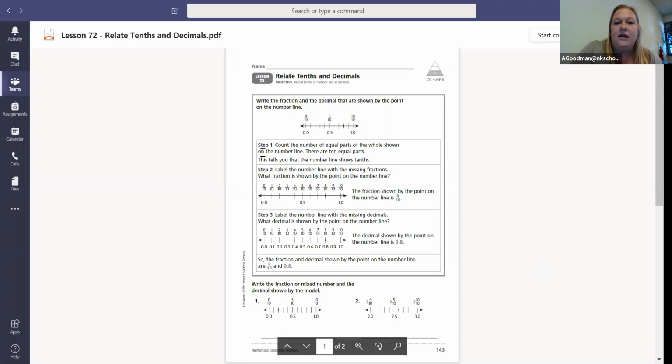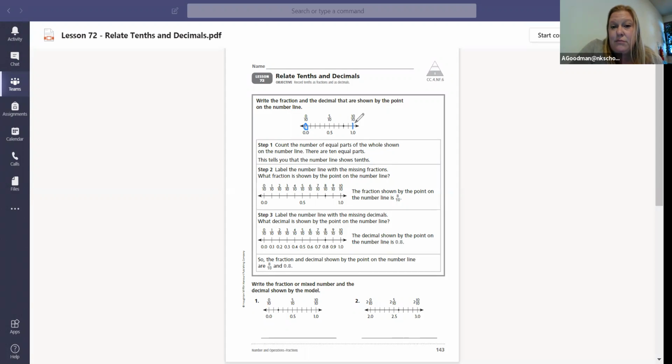So label the number. Let's see, count the number of equal parts of the whole shown on the number line. There are 10 equal parts. We can tell that by the fraction that they have here. 1, 2, 3, 4, 5, 6, 7, 8, 9, 10, right? So 10 equal parts. So there's the 0 tenths right here and 10 tenths right here. In other words, 0 and 1. So we are looking at one small jump on a number line just between the whole number of 0 and 1.